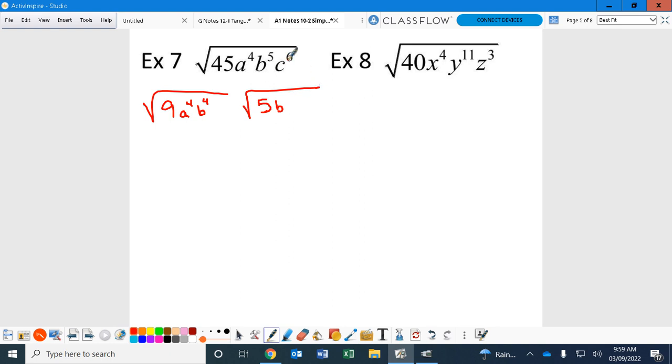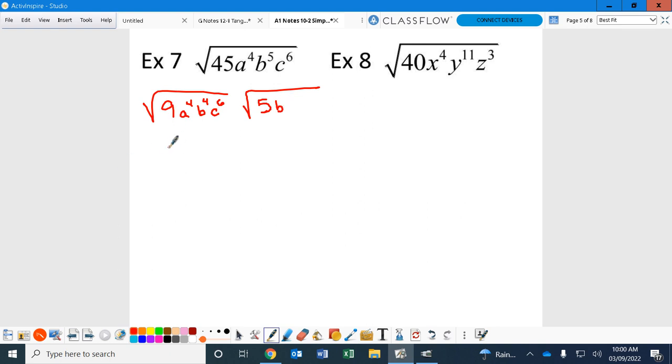Now, the c to the 6 is even, so it just goes over here on the left. Guys, why do I have to break the b apart? Because I can't take the square root of an odd power. So I put the next lowest number that's even, and I put the leftover one over here. So far, so good. Let's see how this goes.